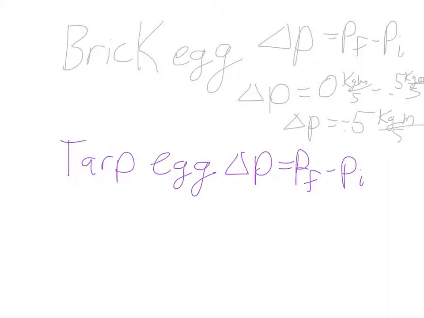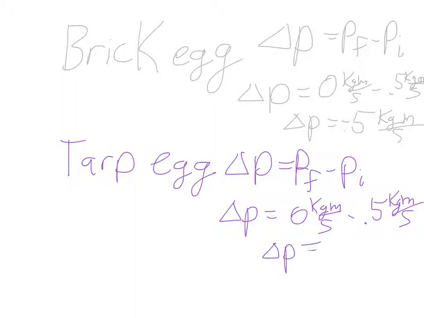Excellent. Now let's do the same thing for the egg thrown at the tarp. Well, the tarp egg also came to rest, so its final momentum is 0. And we will subtract from that its initial momentum, again, by taking mass times velocity. And lo and behold, the change in momentum for the tarp egg is identical to that of the brick egg. In other words, both eggs had the exact same change in momentum. What does that mean?